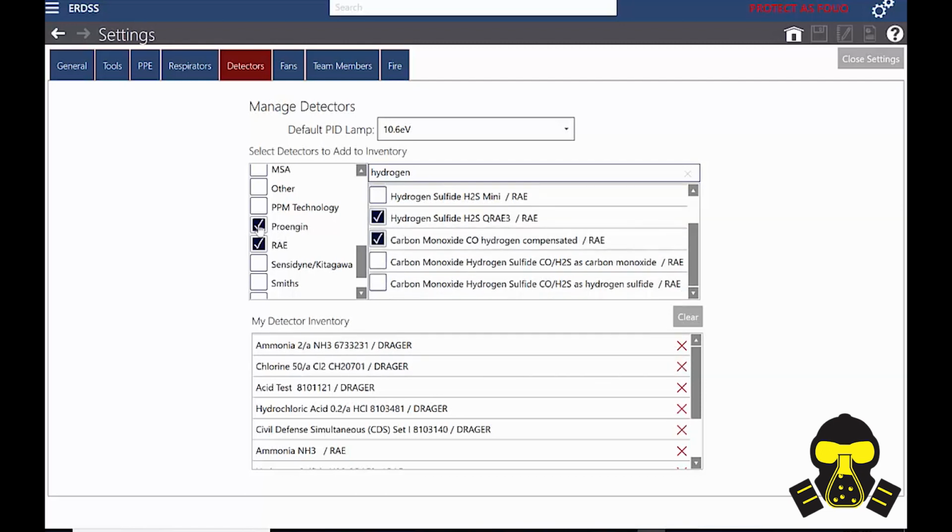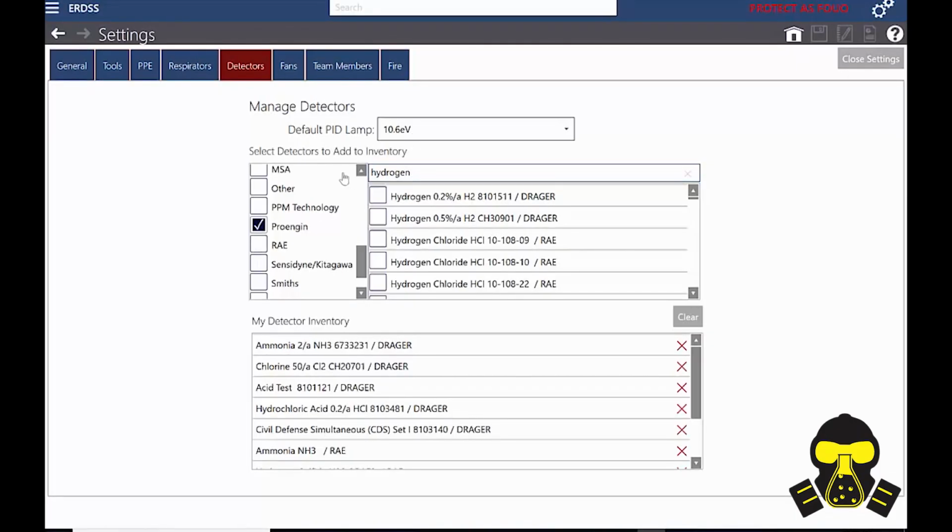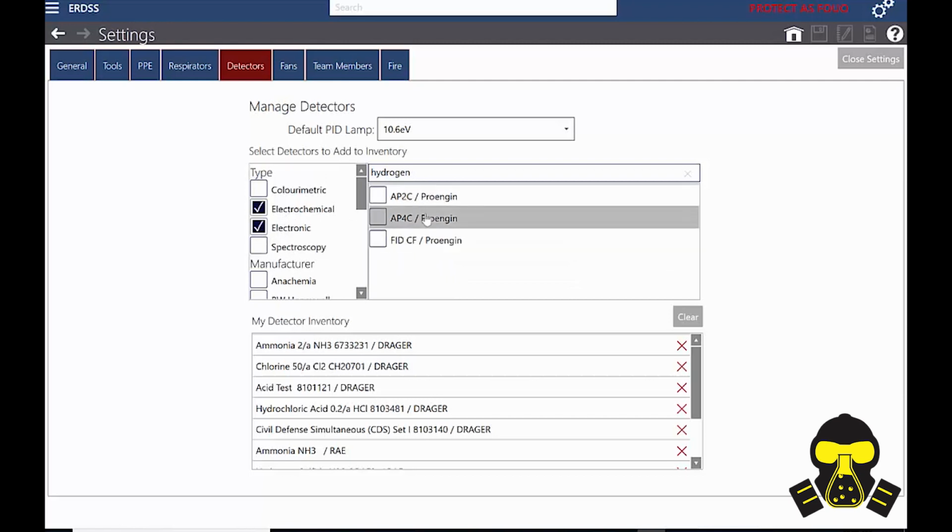Now, you're not saving as you're going, because it's saving as you're going. It's automatically putting them down there on its own. So now I'm going to pick ProEngine as an instrument, and I'm going to go to electronic. It pulls up my AP4Cs, and as you guys know, I love that instrument. It's one of the underutilized instruments out there because it tells you so much information.